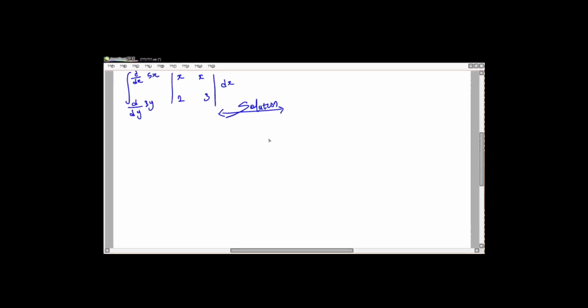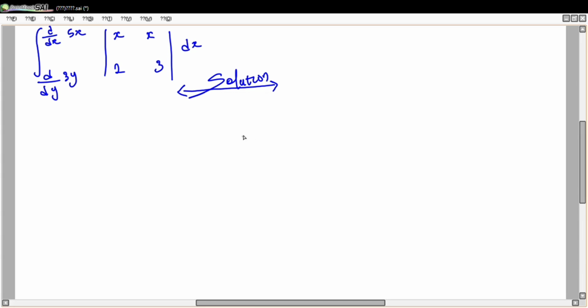Okay, we have the mixture of matrix and integral with differentiation. This is just a simple exercise that we can all do together. All right, we have the integral of d/dx of 5x, d/dy of 3y, then the determinant of x 2 3 dx.